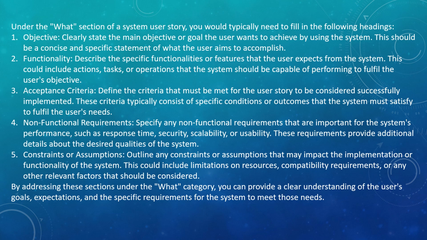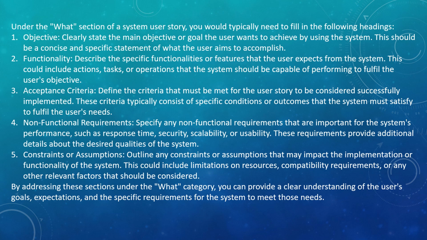Under the What section of a system user story, you would typically need to fill in the following headings. Objective: clearly state the main objective or goal the user wants to achieve by using the system. This should be a concise and specific statement of what the user aims to accomplish.